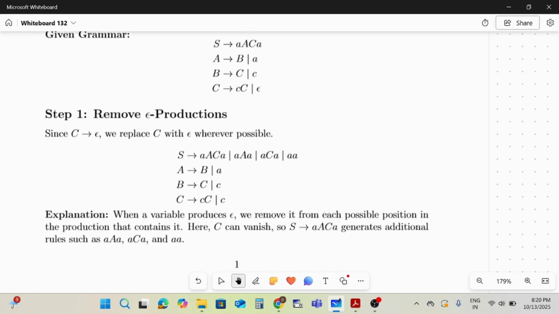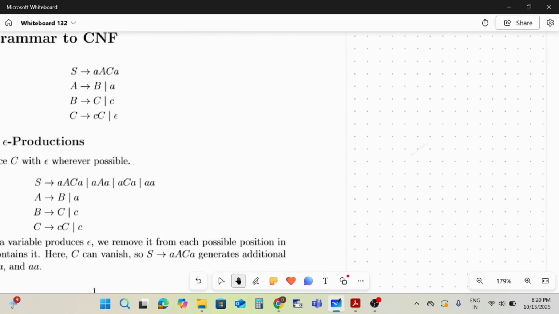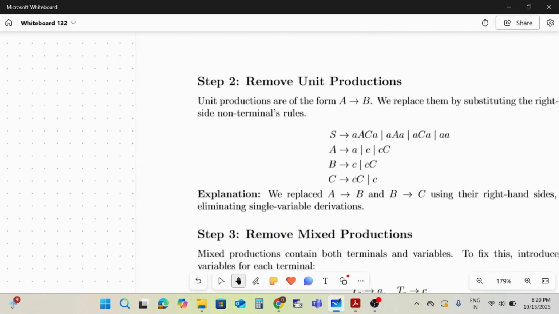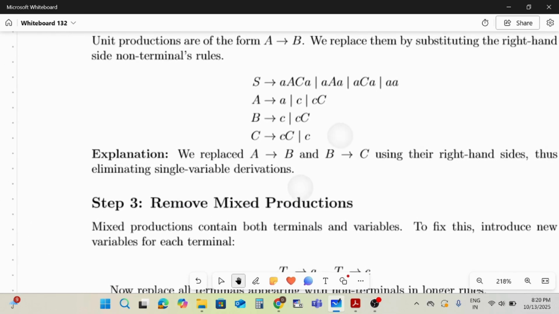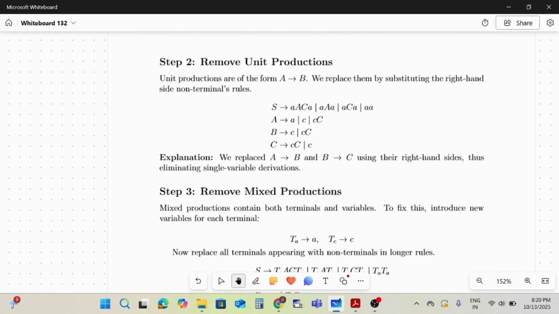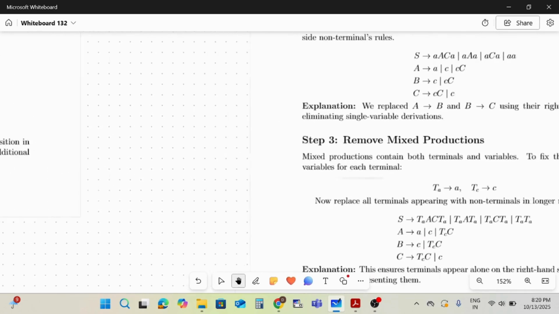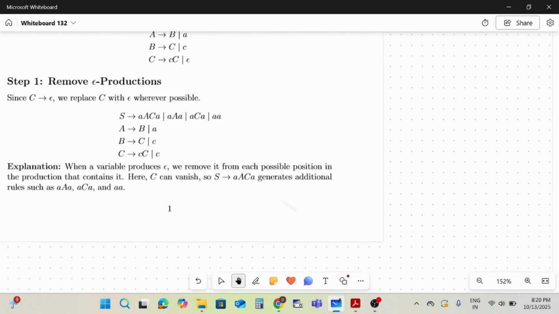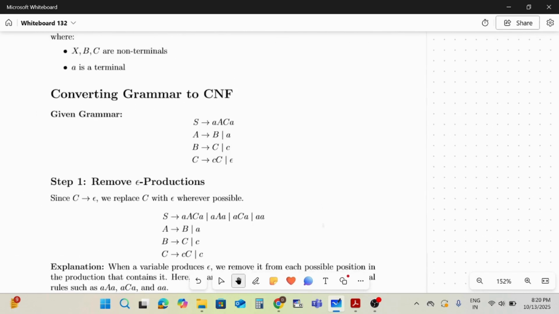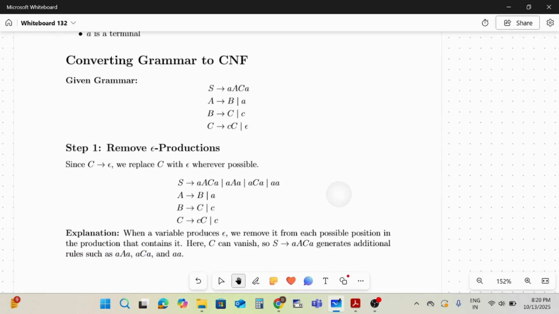Now once the epsilon characters are removed, the next step is to remove the unit productions. So here you can see which are the unit productions. First, remove the epsilon production: you have a rule, identify which non-terminals are taking epsilon and remove the epsilon. Then identify the unit productions. Which are the unit productions here?